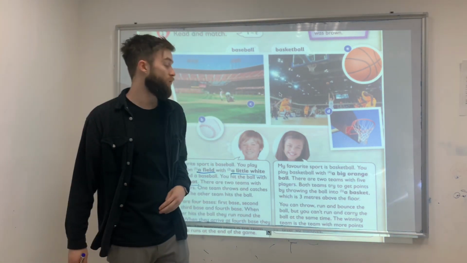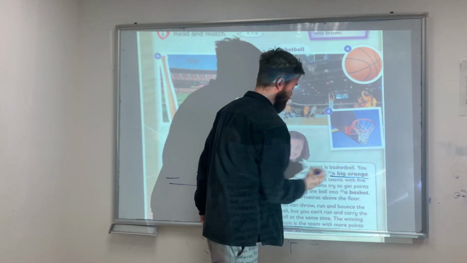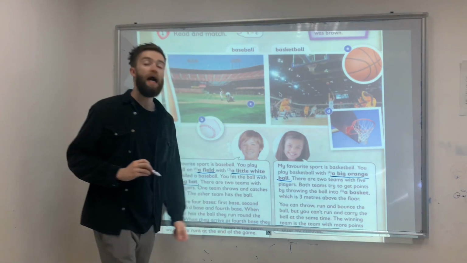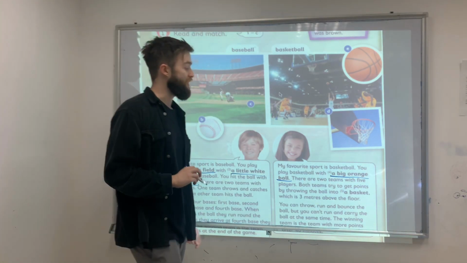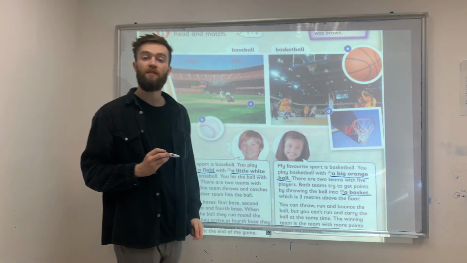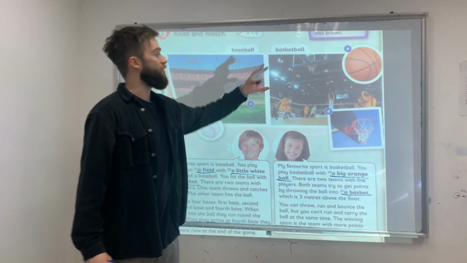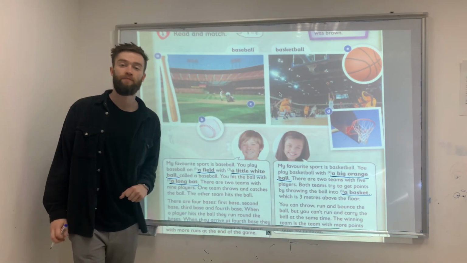Okay? Let's have a look at basketball. The first key word we have is a big orange ball. A big orange ball. And the last key word is a basket. A basket. Okay, guys, so we have to match the words to the pictures. Okay? Well done.